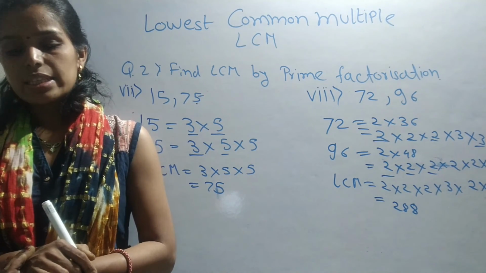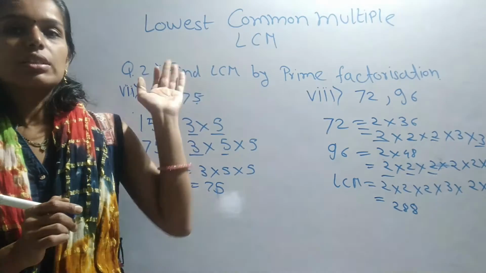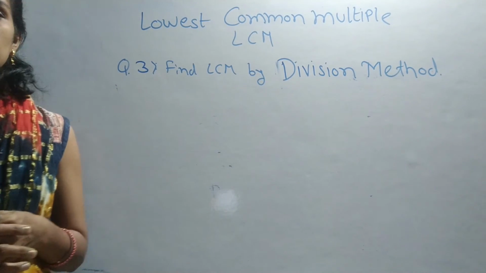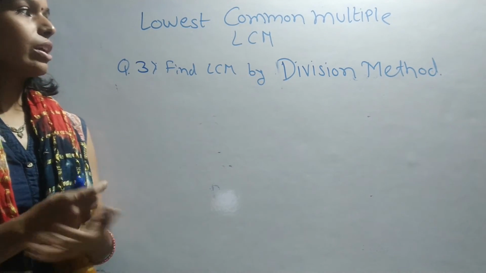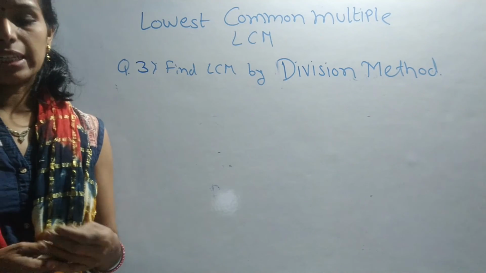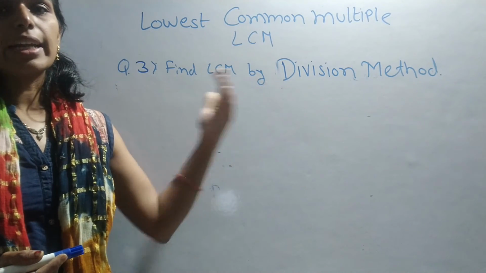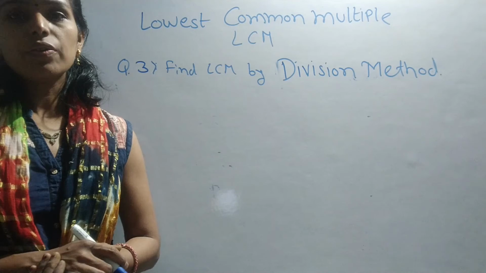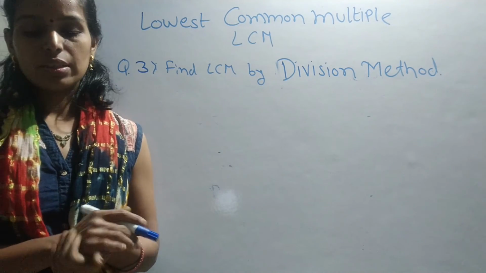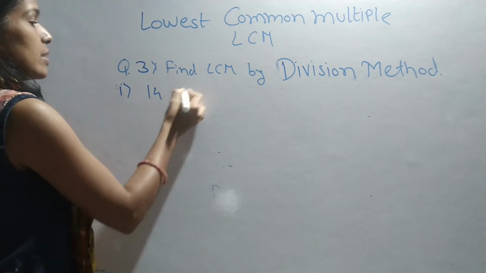You have to find the LCM of the given numbers by using the division method. So, let's see that method in our third question of exercise 5.1. In the beginning of the session, I explained how to find the LCM by the division method. So, let's go directly to question number 3, and I will write and explain simultaneously how to find the LCM by using the division method. See here, the first numbers given to you are 14 and 56.